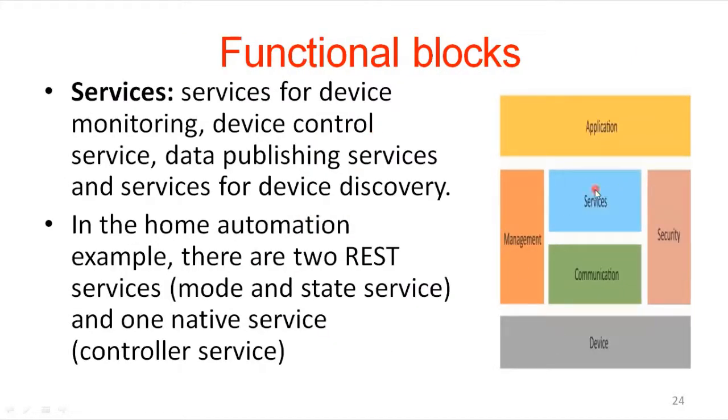And then services, a very important one: services for device monitoring and device control. That means some services are there, such as device monitoring services, device control services, data publishing services, and services for device discovery. Like that, you will have different services. These may be defined by using REST services, for example in the home automation system.